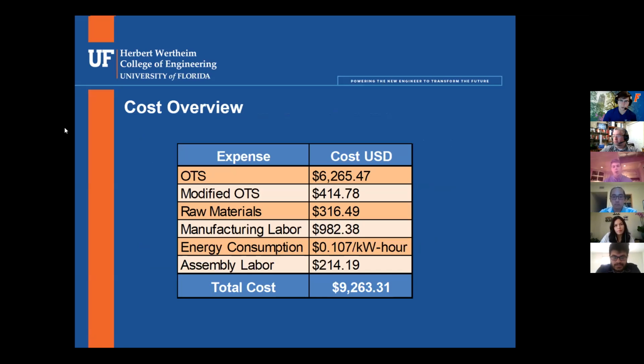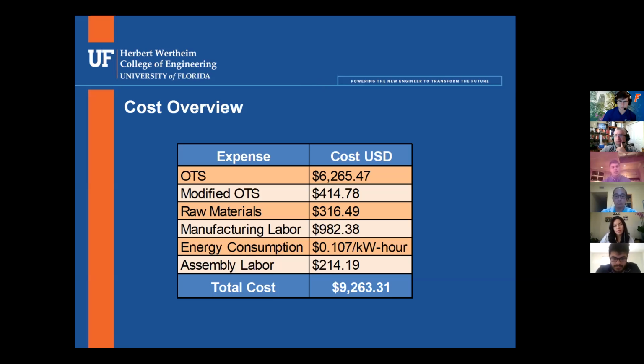Modified off-the-shelf parts and raw materials were $414 and $316 respectively. And manufacturing labor was around $1,000, due mainly to the casting, welding, and the use of CNC in this design. Energy consumption for the city of Gainesville was researched and found to be about 10 cents per kilowatt hour, which comes into play with the condensing unit and the heating elements within the system.